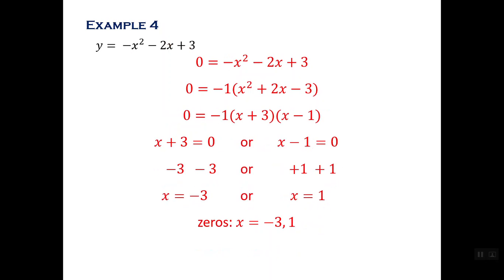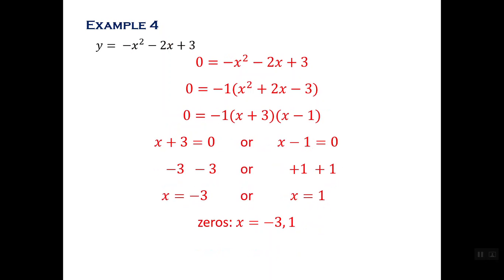Here's one more example, and I realize that my animations are not working, but you can just take a look at the whole example right here. We've got another x squared, x, constant trinomial, but we don't normally factor it very easily when the coefficient of the x squared is a negative number. So the first thing I'm going to do is factor out a negative 1, and then I'm left with a trinomial that's the simple method.